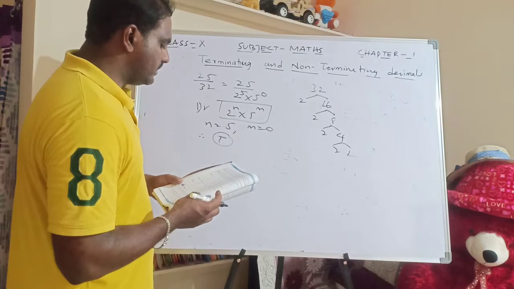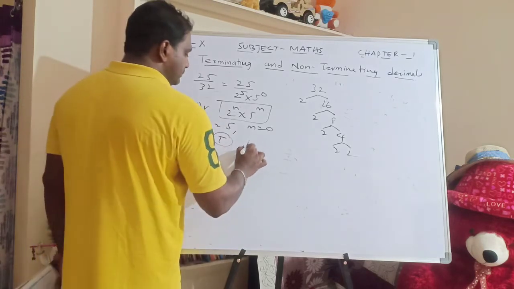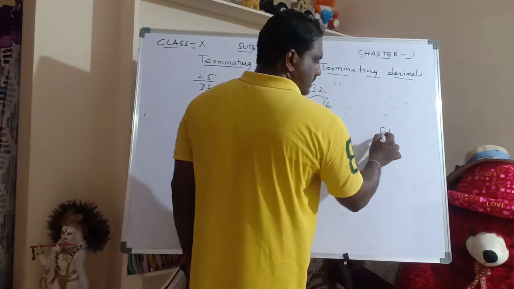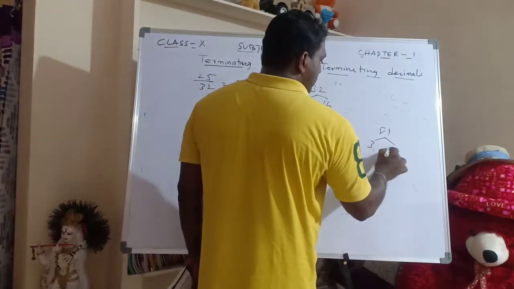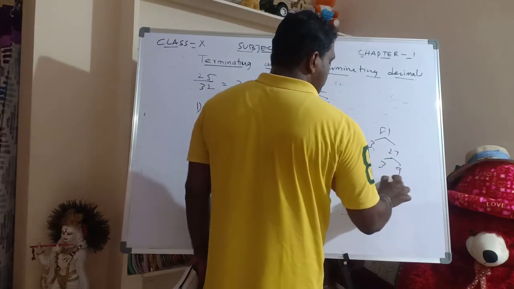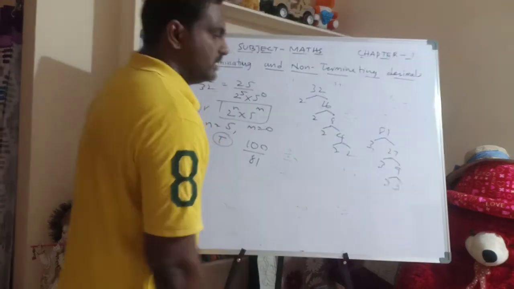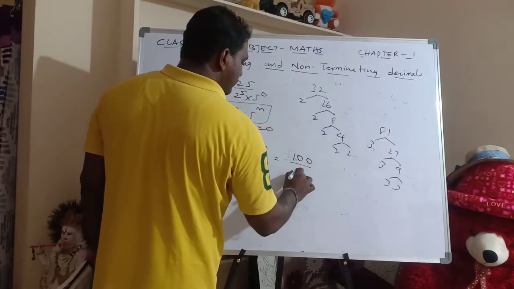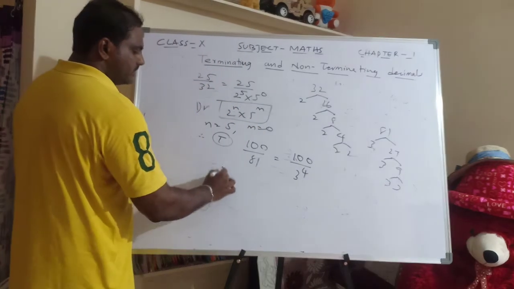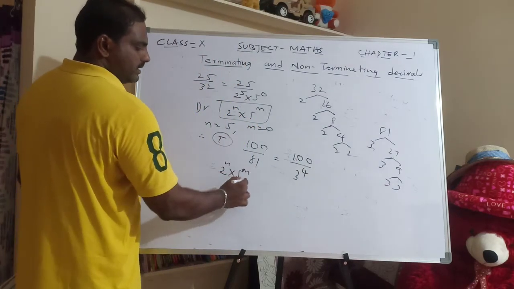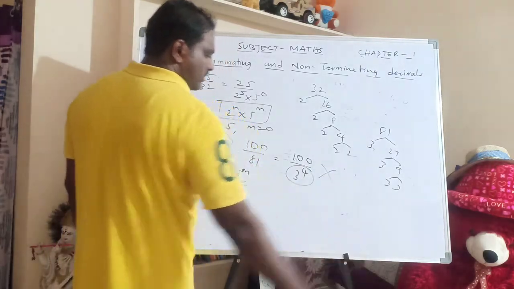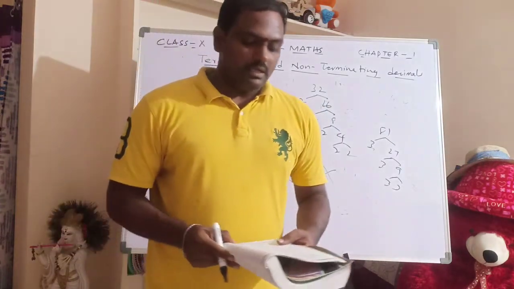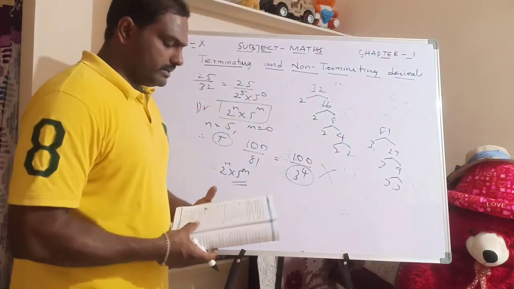Then next I'll take one more example, 100 by 81. So first write 81. 81 is an odd number. We have to take the 3 table. 3 27s are 81, 3 9s are 27, 3 3s are 9. So therefore I should write 100 by 3 power 4. Actually, what should the denominator be? It should be 2 power m into 5 power n. But we have 3. So therefore, no doubt it is a non-terminating decimal. So that's all. These are some examples we have to write.